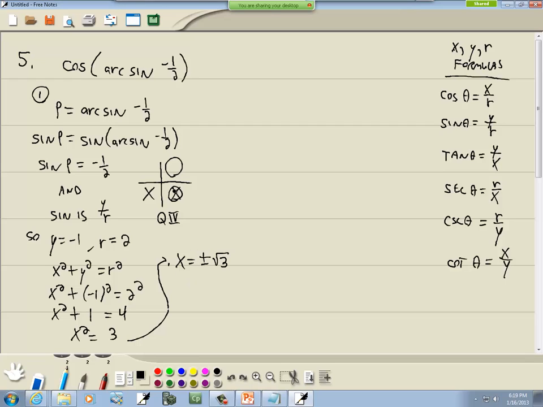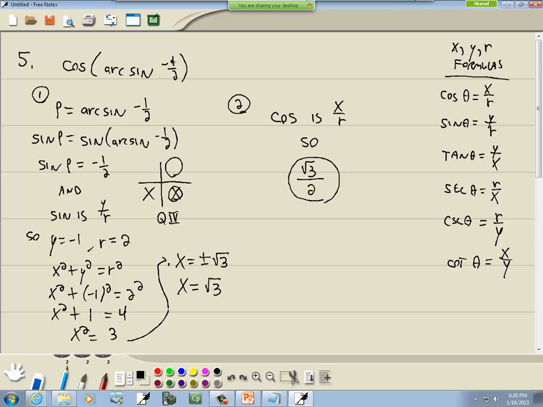Now down in this quadrant here, in quadrant 4, x is positive. So we're going to have x is equal to the square root of 3. Okay. So we're done working with what's inside the parentheses. Now we're going to go to what's on the outside. So we're going to take a look at cosine. Cosine is x over r. So our answer, we just found x was square root of 3, and r was 2. So our answer was square root of 3 over 2.